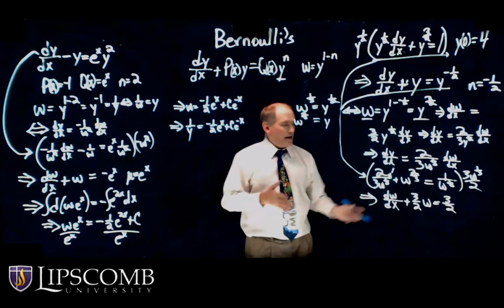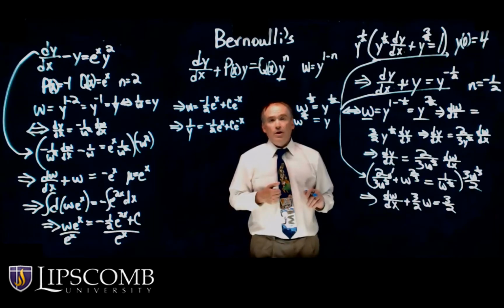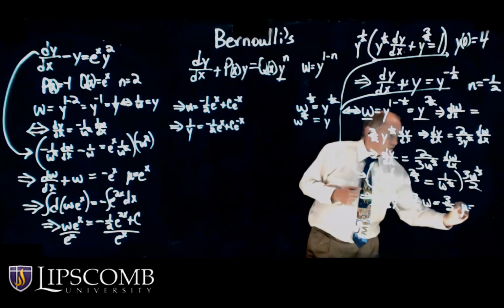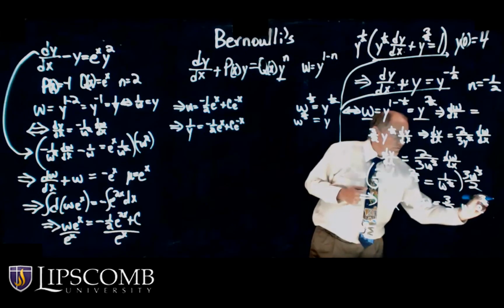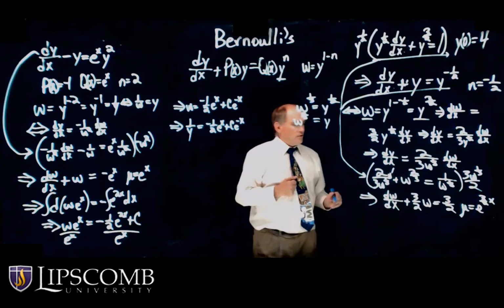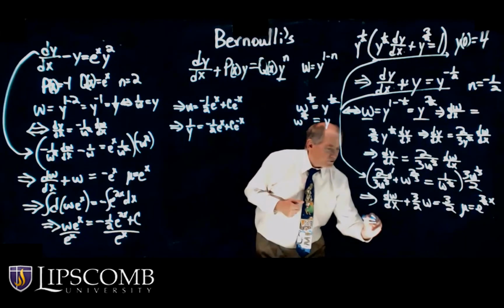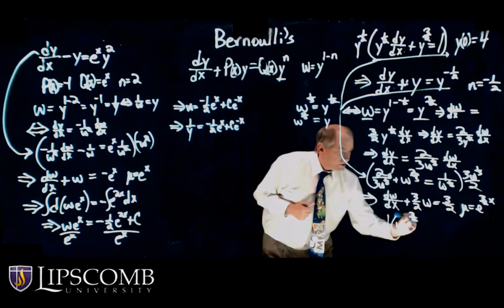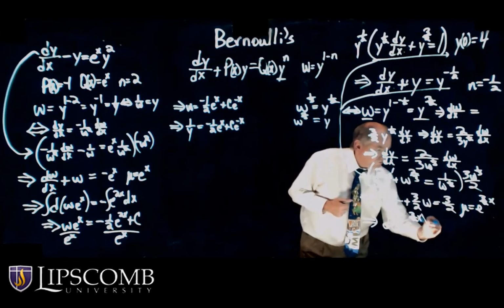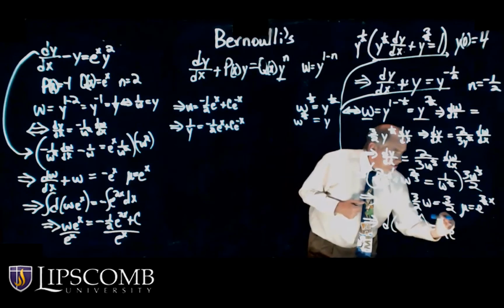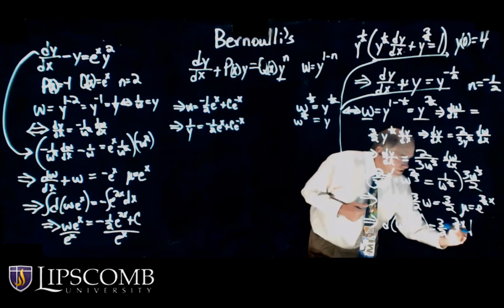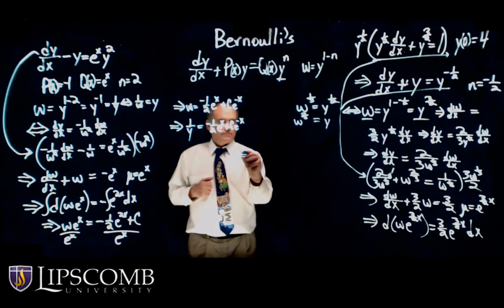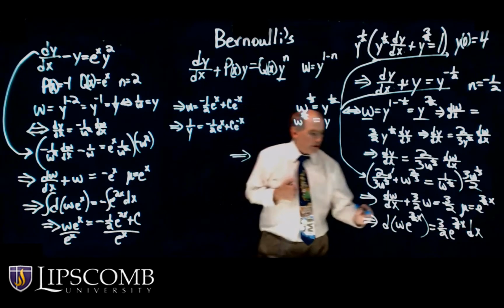Now look, and you see that I got it in the form of a linear equation. So mu in this case, e to the 3/2 x. Okay, so then what do I end up with? Total differential of w times the integrating factor e to the 3/2 x equals 3/2 times e to the 3/2 x dx. So I'm going to bring this over here. So integrate both sides.